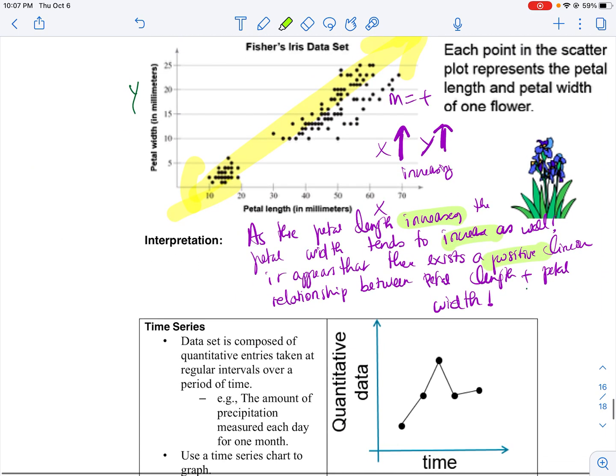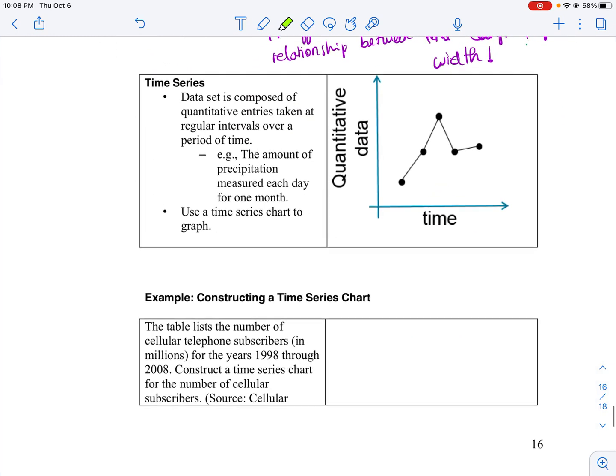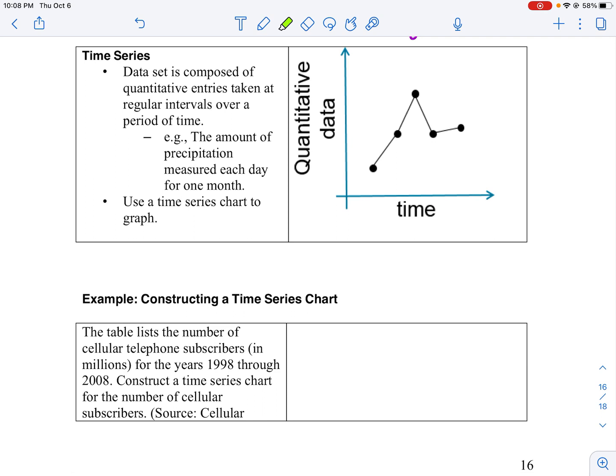So let's talk about time series. We talked about so far stem and leaf plots, pie charts, Pareto charts, yes? Now, the stem and leaf plot, you use that type of plot for quantitative data. For qualitative data, you can use a pie chart, you can use a Pareto chart. For quantitative data, you can also use a scatter plot as long as you have a paired quantitative data set. Now, the last one I want to cover tonight is called time series.